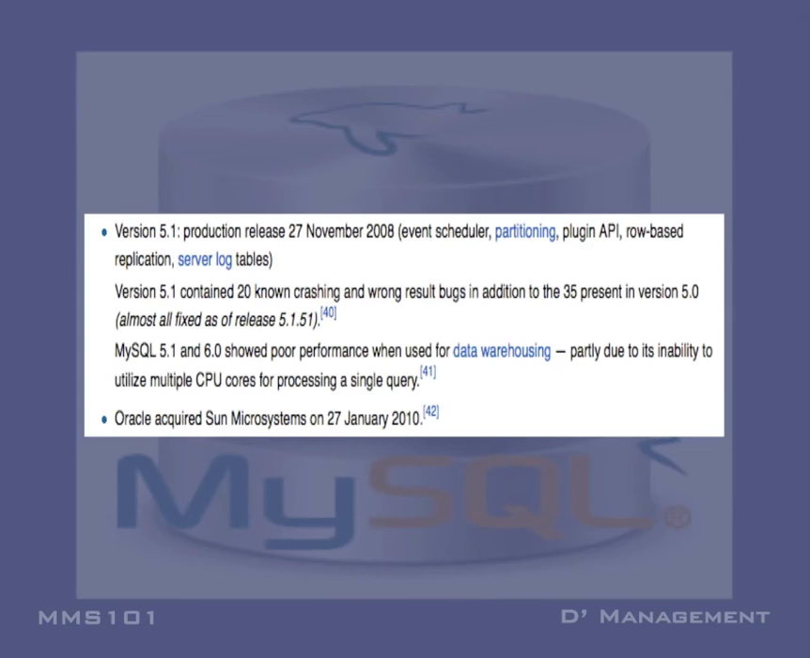Version 5.1 contained 20 known crashing and wrong result bugs in addition to the 35 present in version 5.0. Now, almost all fixed as of release of 5.1.51.